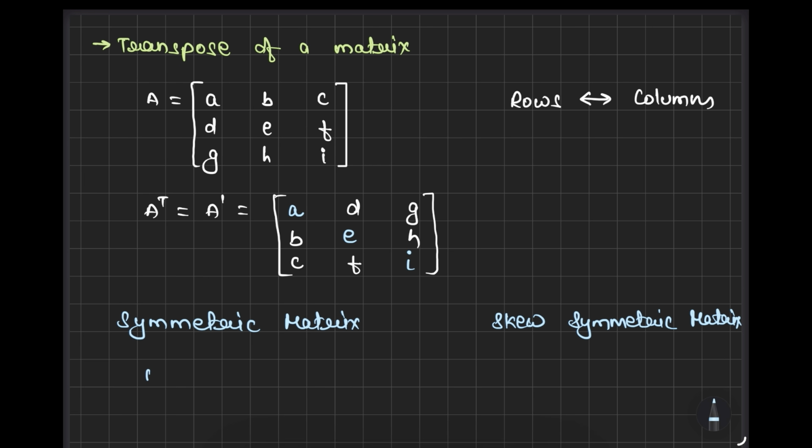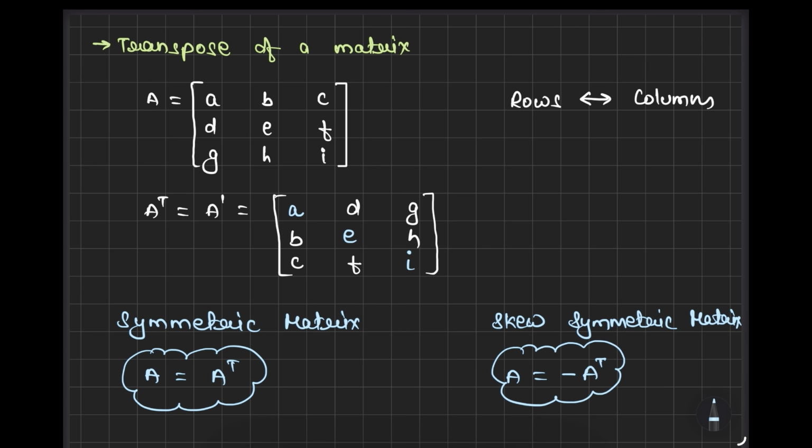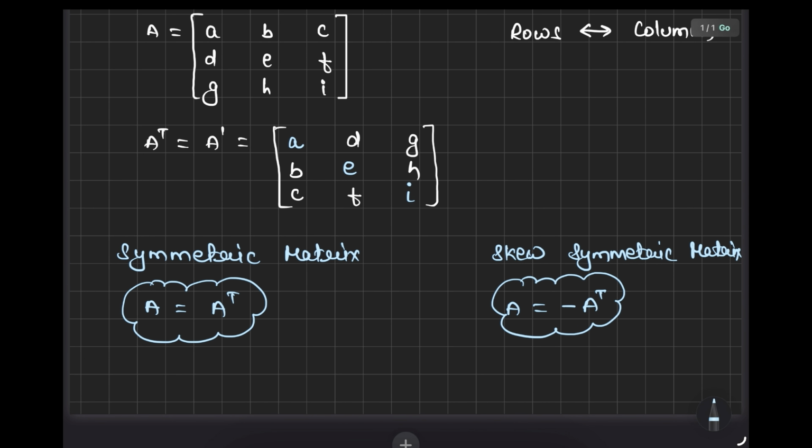Now suppose that if you try to find out transpose of A, and A and A transpose both are equal, then you can say that your matrix is symmetric. Okay, if A equals A transpose, then it is a symmetric matrix. Also, if you can write A equals minus of A transpose, then it will become a skew symmetric matrix. Okay, there are certain points that you have to keep in mind for skew symmetric matrix.